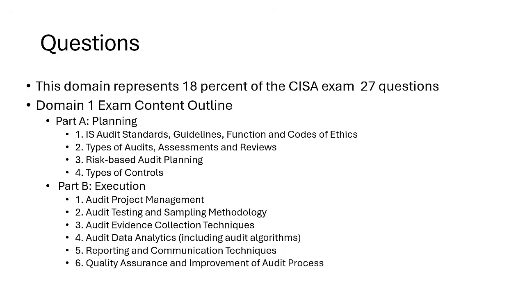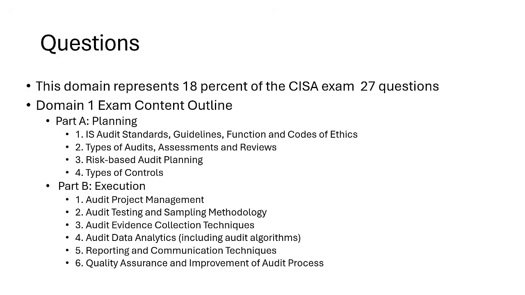On the other side, in part B, execution, audit project management is very important. Audit testing and sampling methodology, you can't skip. Confirm, very important. Audit evidence collection techniques can be asked. It's very important. You should know the perspective and all that. I'm going to cover all these pointers in detail.